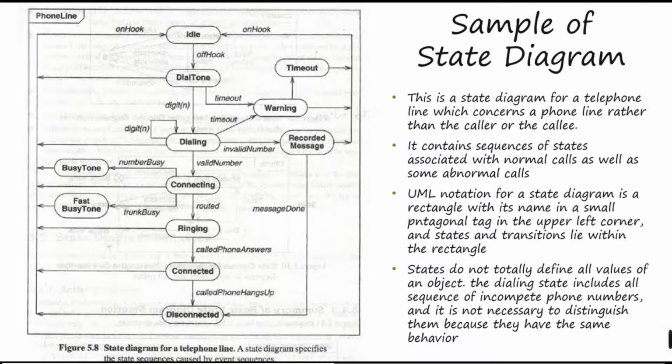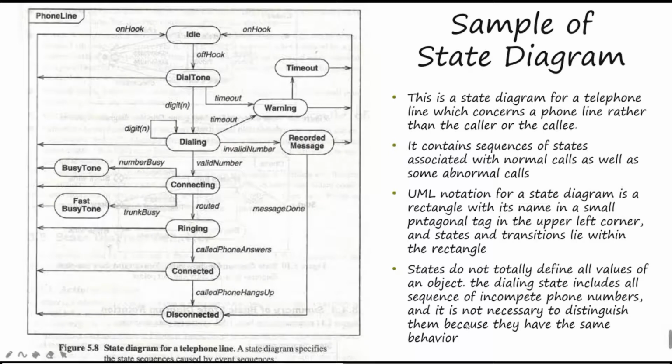The UML notation for a state diagram is a rectangle with its name in a small polygon tag in the upper left corner, and the states and transitions lie within this rectangle. And states do not totally define all values of an object.